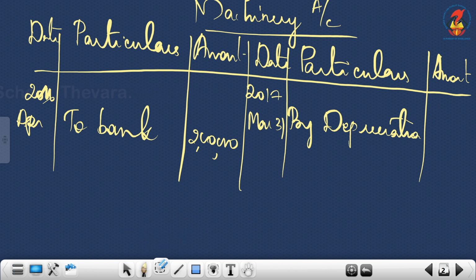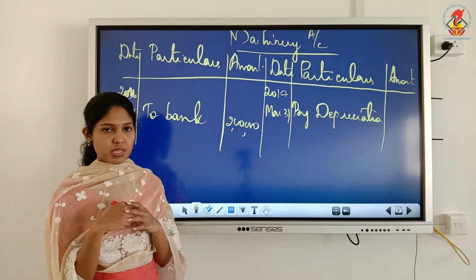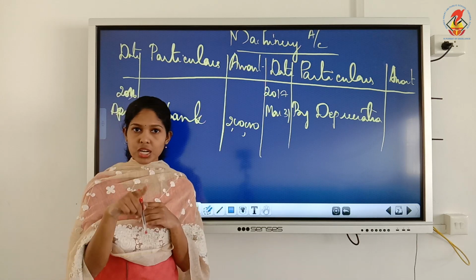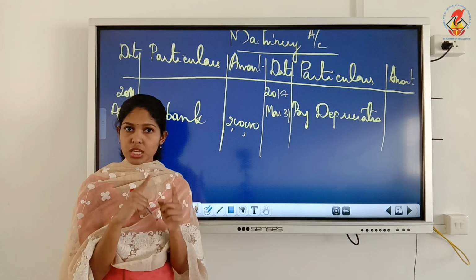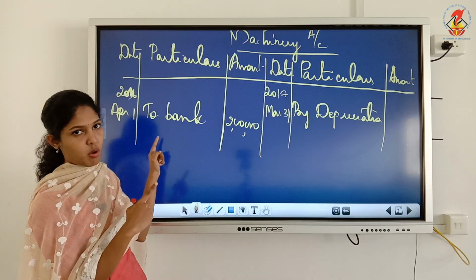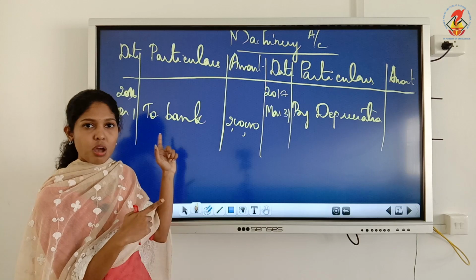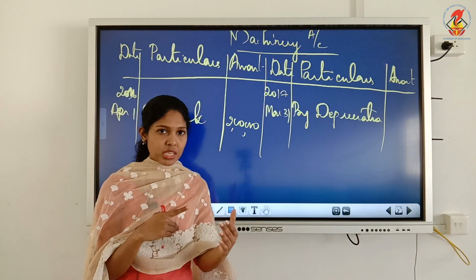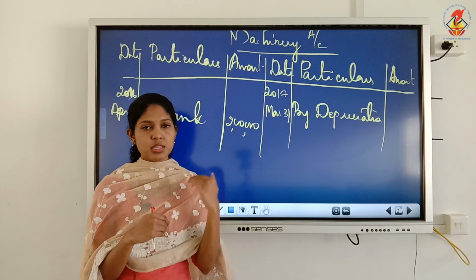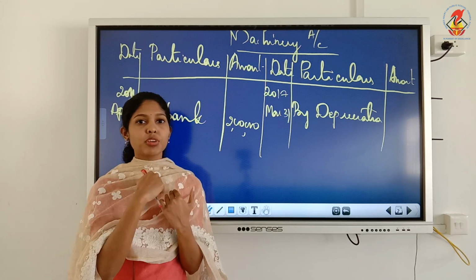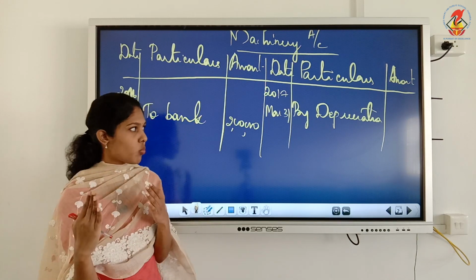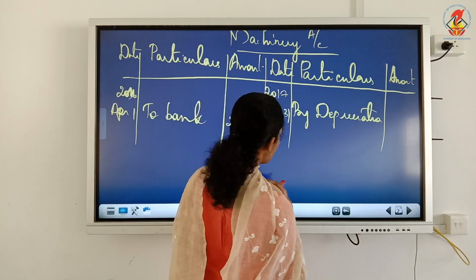This is April 1st only. Now, for how many months should we charge depreciation? In the previous question, for the first year, we computed only for 6 months, because there the machinery was purchased only on 1st October. But here it is on 1st April. That means at the beginning of the year itself we have purchased this machinery, so we have to compute the depreciation for the whole year. Whole year means 12 months we have to charge depreciation.